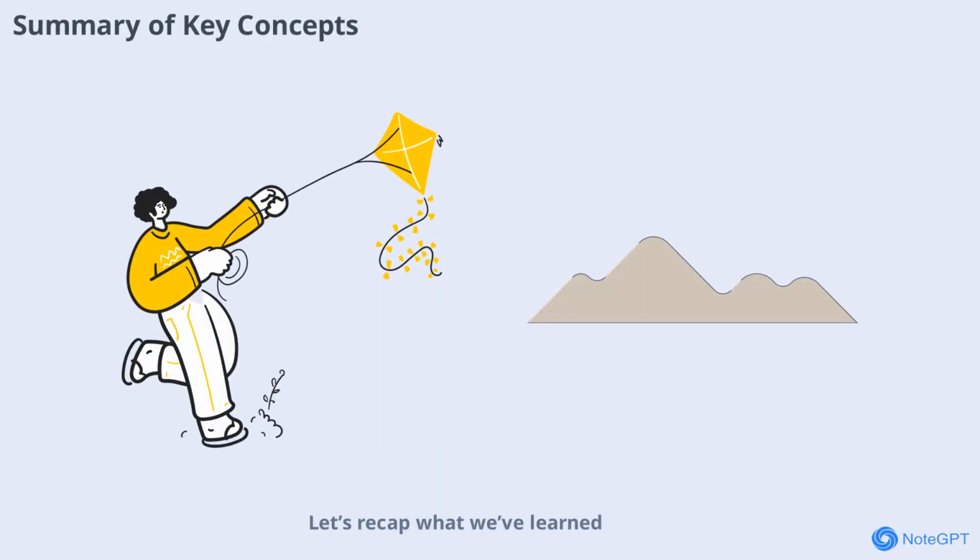Let's recap what we've learned. Adders and subtractors are essential digital circuits for arithmetic operations. Half adders and subtractors handle single bits, while full versions manage multi-bit operations with carry or borrow. These circuits are the backbone of digital computation, powering everything from computers to embedded systems.